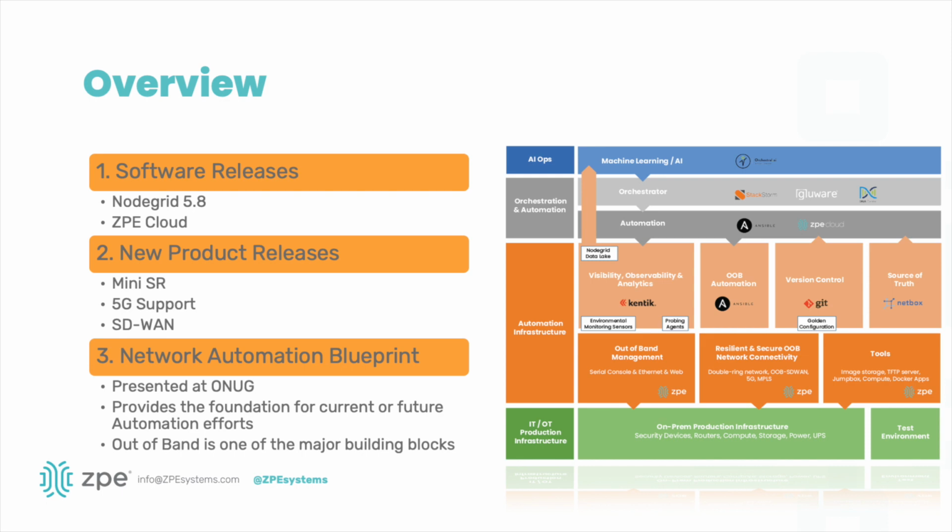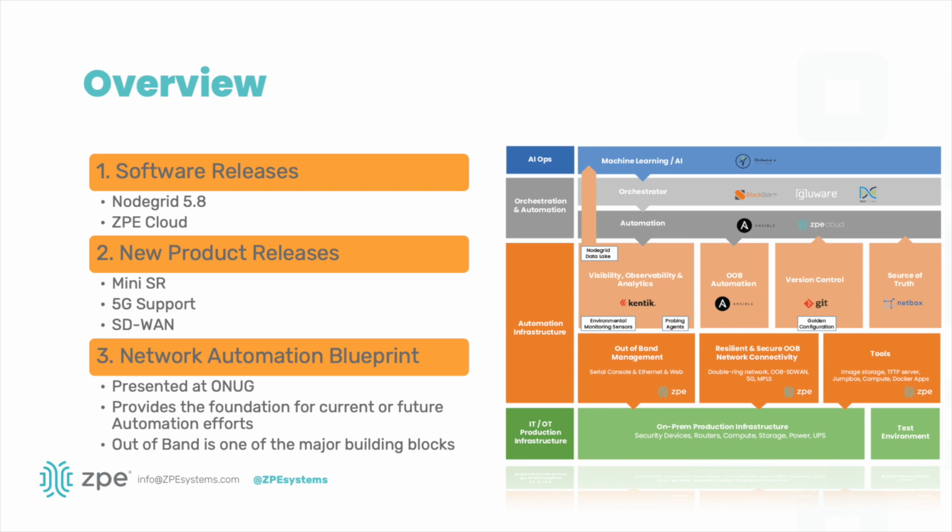Additionally to that, we presented our network automation blueprint at ONUG Fall a little bit earlier this year. The blueprint is a collaboration of different vendors as well as customers, and we realized as part of our collaboration with ONUG that a lot of enterprise customers are unsure about how to properly implement an automation infrastructure or even how to plan for one if they want to start on their journey in the future. And the blueprint is trying to answer this.